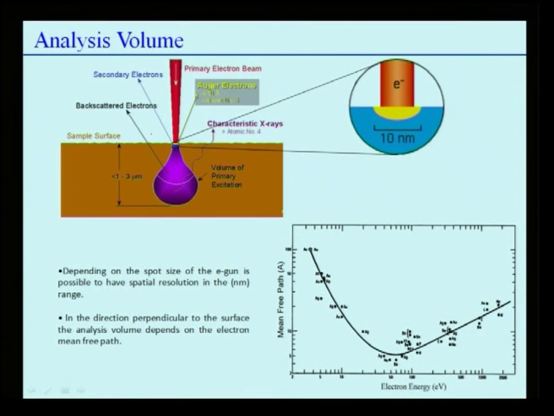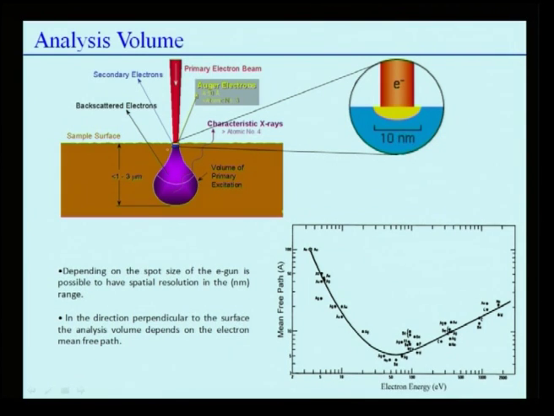If you look at the sample surface, there are different kinds of signals which are generated because of the excitation by the primary electrons. As the primary electron falls on the sample, it causes a lot of excitation, and that leads to different kinds of signals. Signals can be backscattered electrons, secondary electrons, or even characteristic X-rays which are used in scanning electron microscopes, and also we will have Auger electrons.